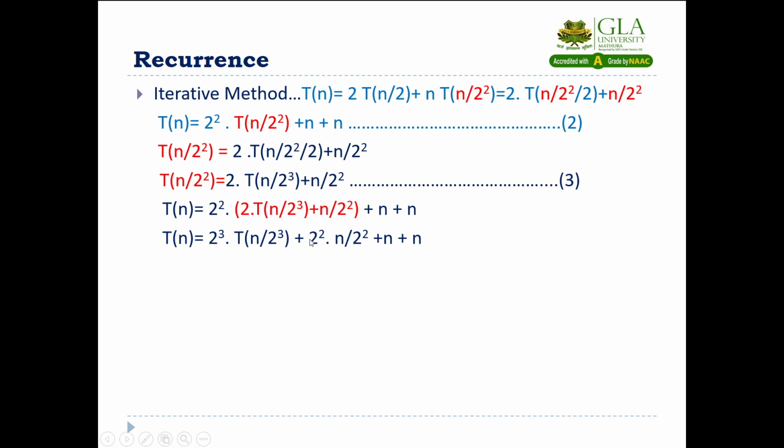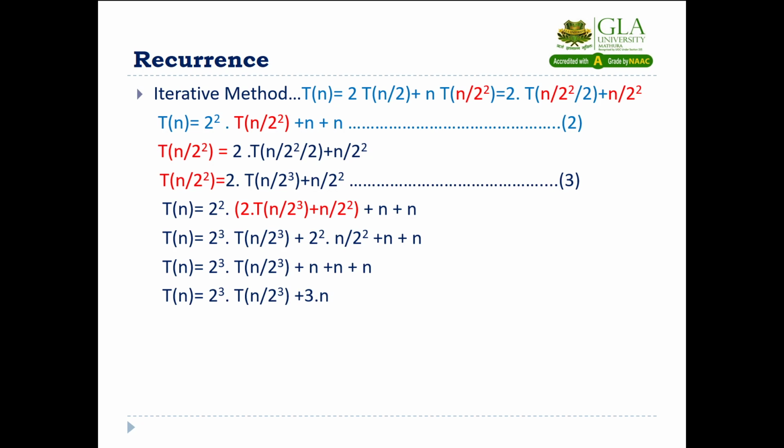So 2 square will be cancelled. So you will get the Tn equal to 2 to power 3 dot Tn by 2 to power 3 plus n plus n plus n. So whatever the value 2 to power we are having in both the places, in the same number of times we are getting the n. So there is a 3, so 3 times n we are getting. So we can convert this into terms of ith term. So Tn equal to 2 to power 3 Tn by 2 to power 3 plus how many times n? 3 times.